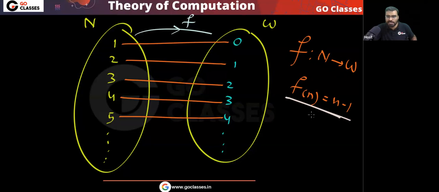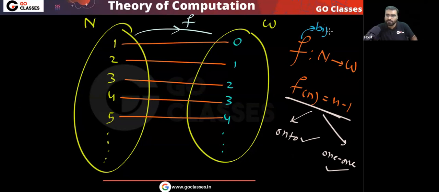Can you check this is injective? This is one-to-one also. This is onto also. Yes or no? So this is a bijection. There exists a bijection. You can notice this is one-to-one, this is a one-to-one correspondence, right?